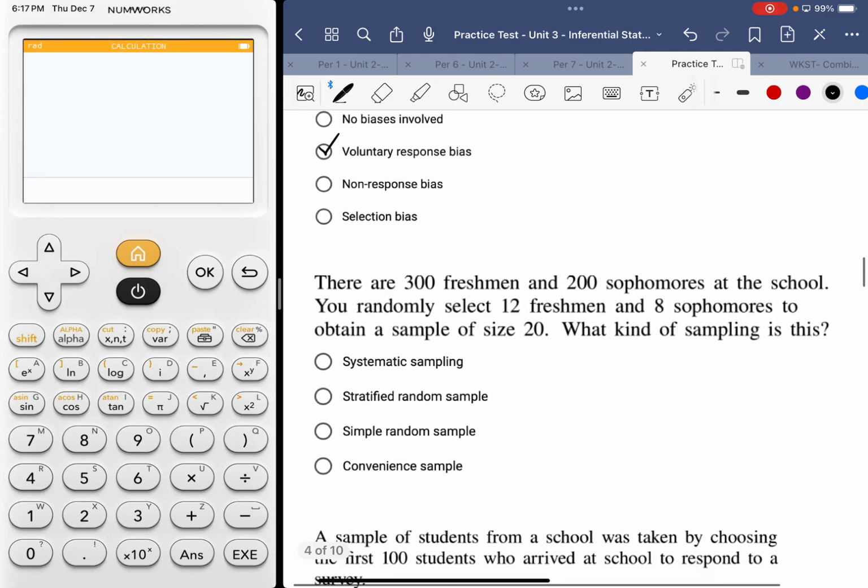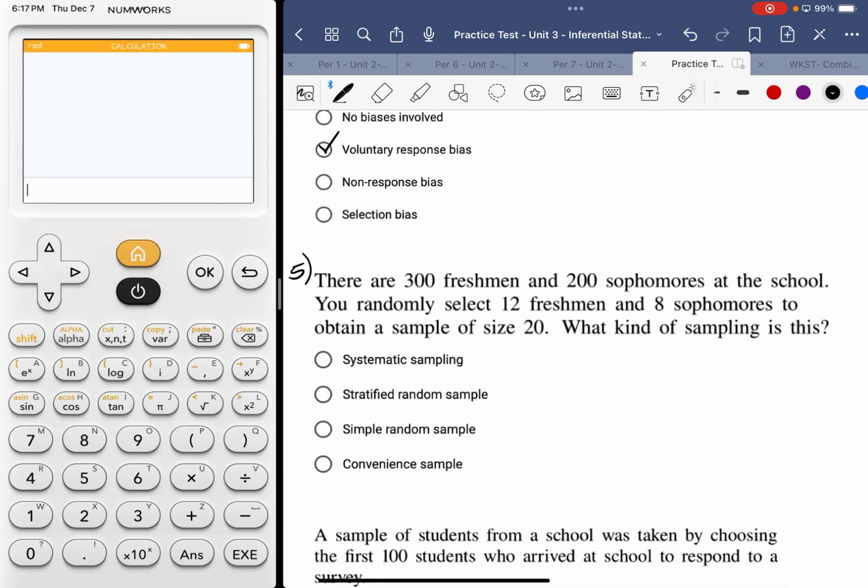Already lost count. Number 5. There are 300 freshmen and 200 sophomores at the school, whatever school we're referring to. You randomly select 12 freshmen and 8 sophomores to obtain a sample of size 20. What kind of sampling is this? Whenever you take your population and break them up into groups and then pull a smaller sample from each of those groups, you're looking at a stratified random sample.